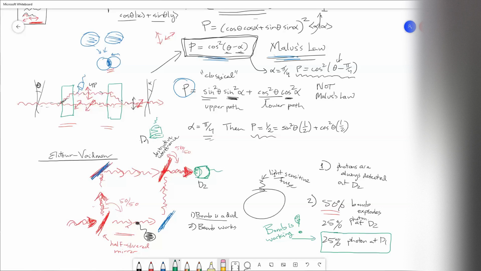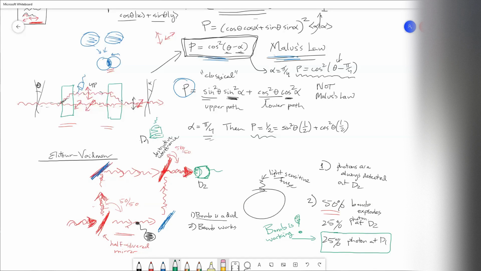Wait, but what about the light sensor not working, because that was a chance, remember? That's what I mean by a dud. A dud is one in which the light sensitive fuse doesn't work. Wait, what? So if it's a dud, we wouldn't know if it was a dud or if it was working, because if it went up there and it got detected at D1, it could still be a dud or it could be working. No, it can't be a dud. Can't be a dud. Okay.